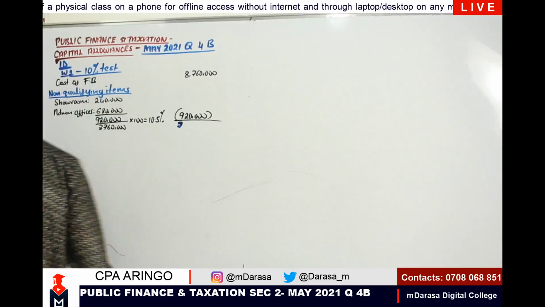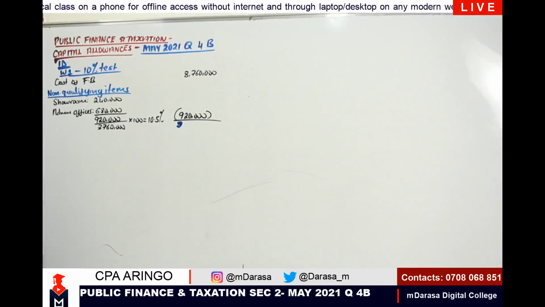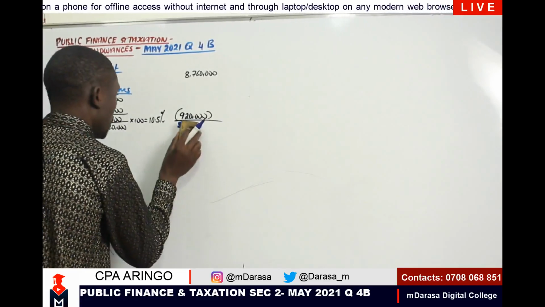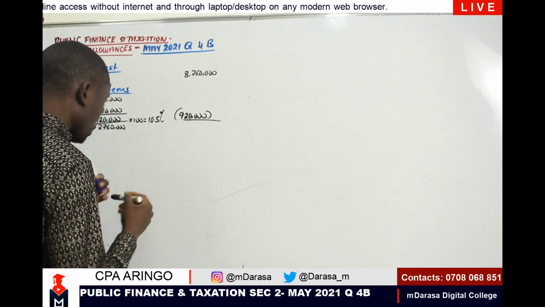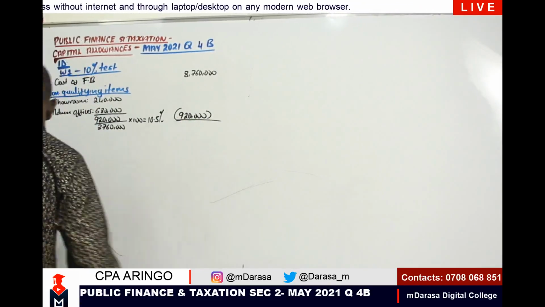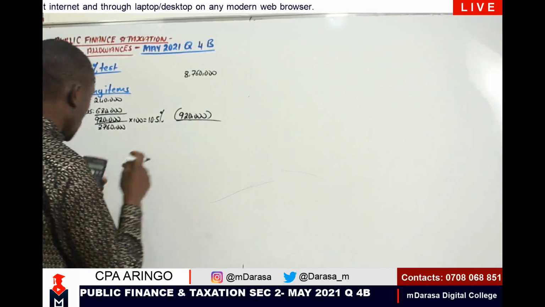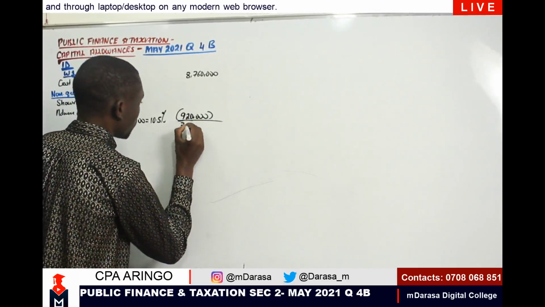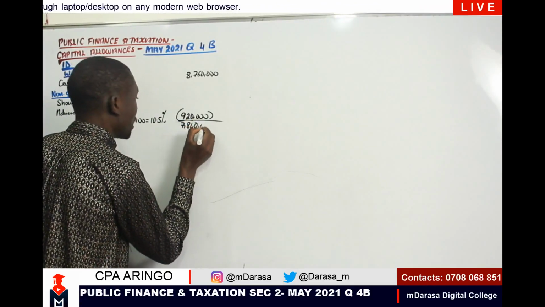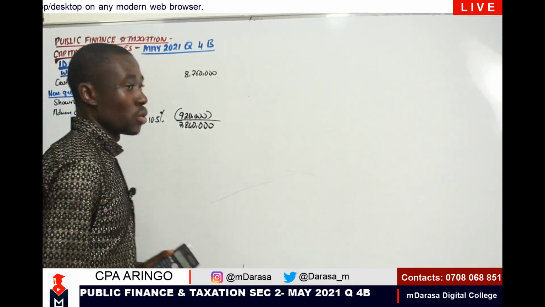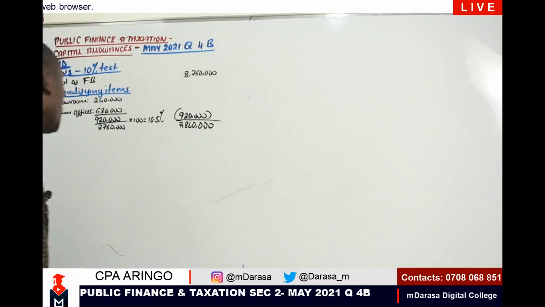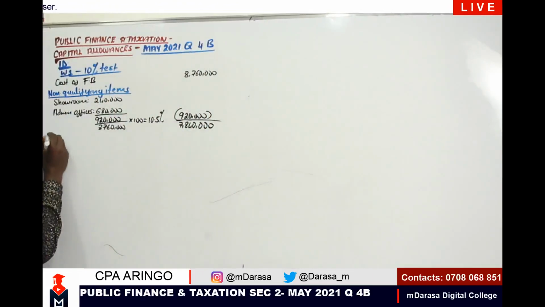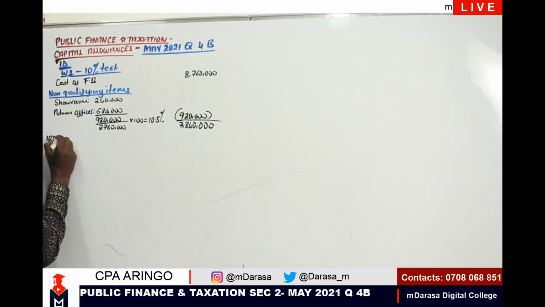We do have 7,840,000. But remember, this is not the qualifying cost. It is not the qualifying cost because on the same factory building, I'm having an IBD item. So talk of IBD item.